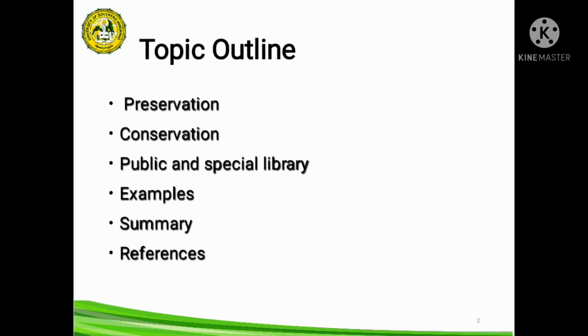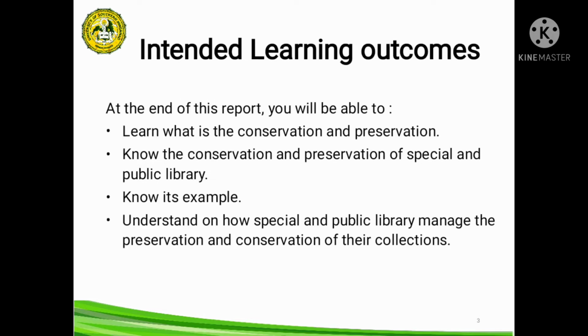The topic outline are the preservation, conservation, public and special library, examples, summary, and references. Intended learning outcomes. At the end of this report, you will be able to learn what is the conservation and preservation, know the conservation and preservation of special and public library, know its examples, and understand how special and public library manage the preservation and conservation of their collections.